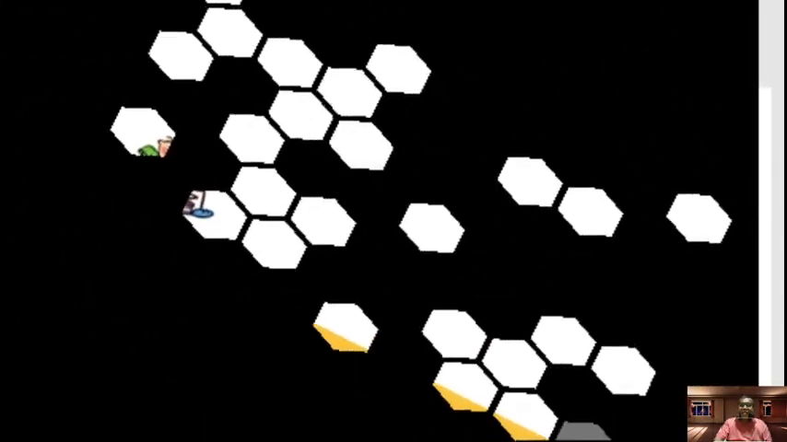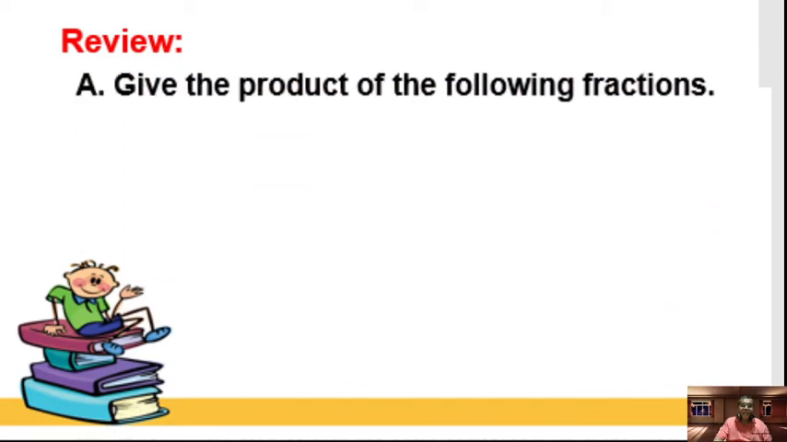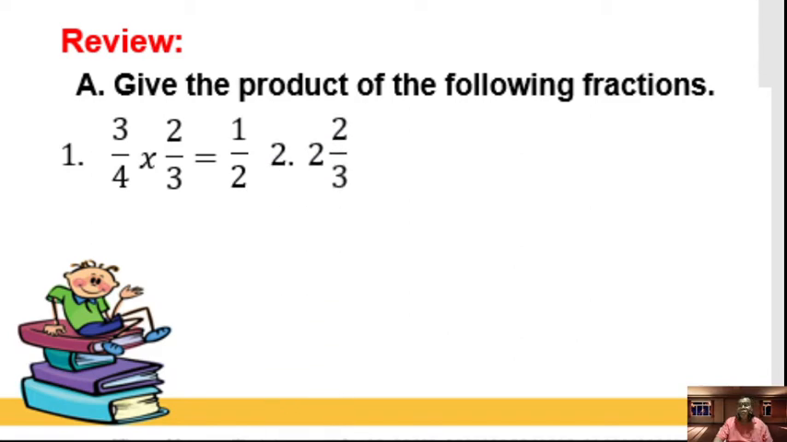Now, let's have a review. There are 3 parts. So the first one, give the product of the following fractions. You have 3/4 multiplied by 2/3, which is equal to 1/2. Just cancel 3 and 3, 2 and 4, and 4 will become 2. So that is 1/2.